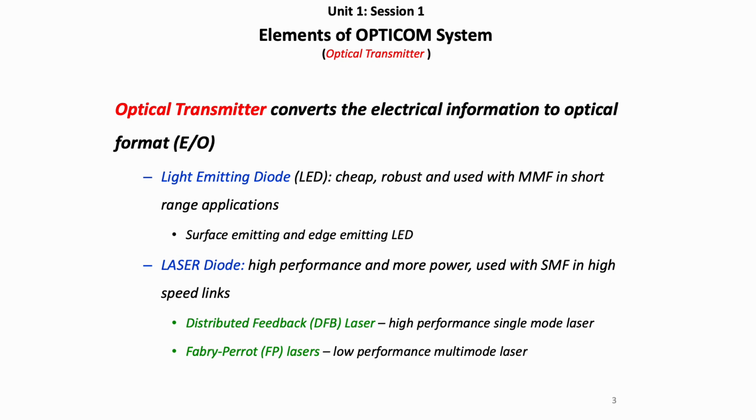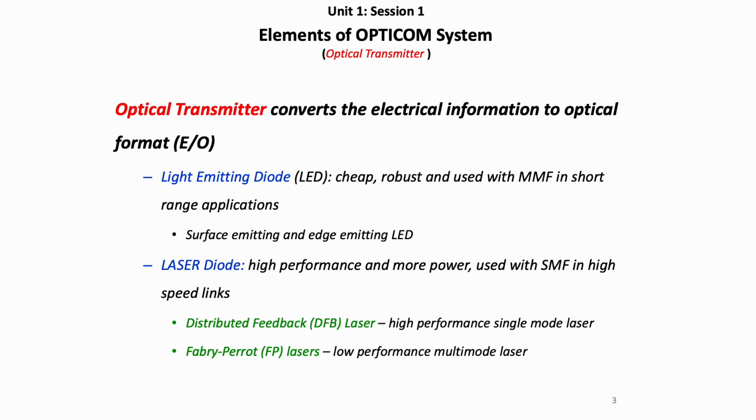Mostly we prefer the LED because of the cheaper cost. It is available whenever we require it, and it is used in the multimode fiber. MMF stands for multimode fiber. For short range applications, we use the light emitting diode. The light emitting diode is available in both forms: one is the surface emitting diode and another is the edge emitting diode.